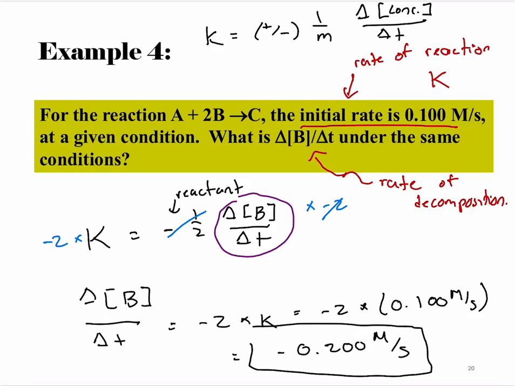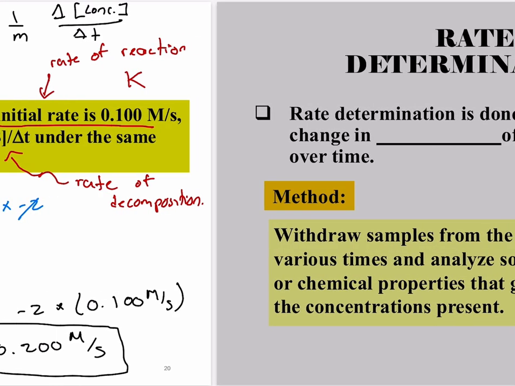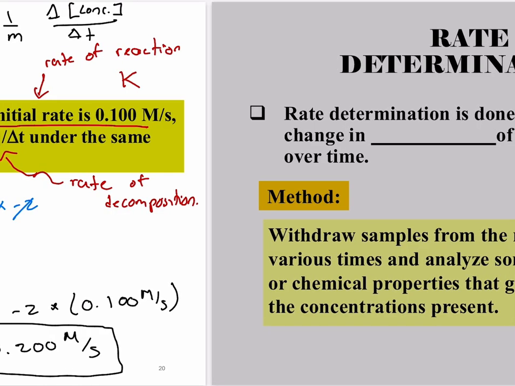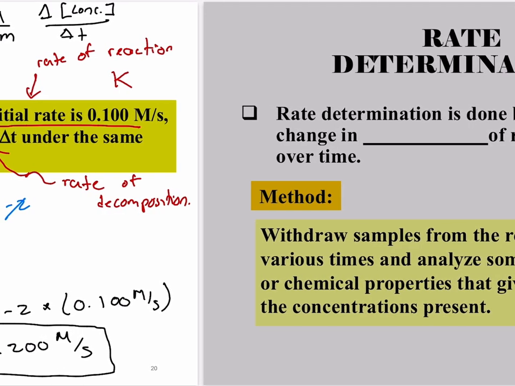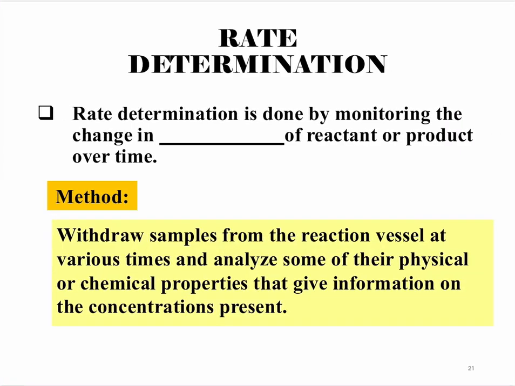All right, so we'll leave that as the rates of formation and stuff. We're going to start talking about reaction order now. So what's the general kinetics and how do we classify different reactions? Well, we have to determine the rate experimentally to do that. The rate determination is by monitoring the change in concentration of a reactant or a product over time.